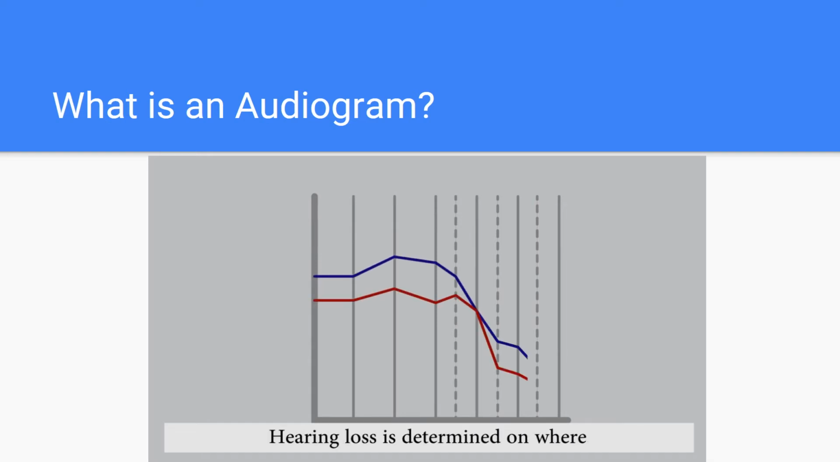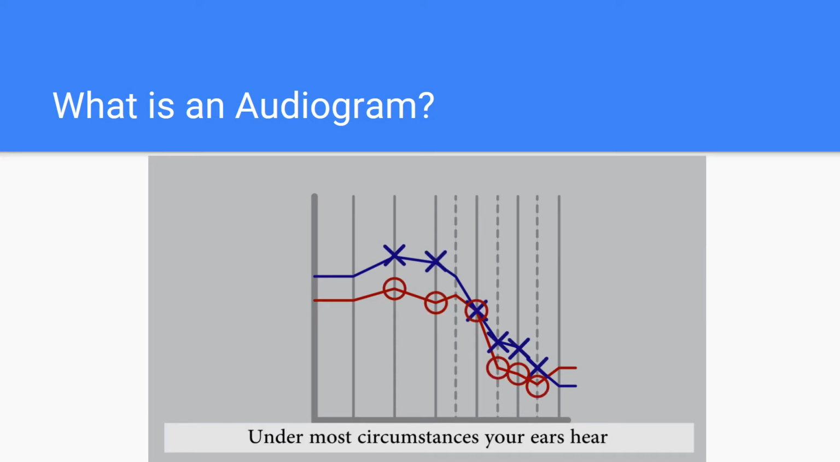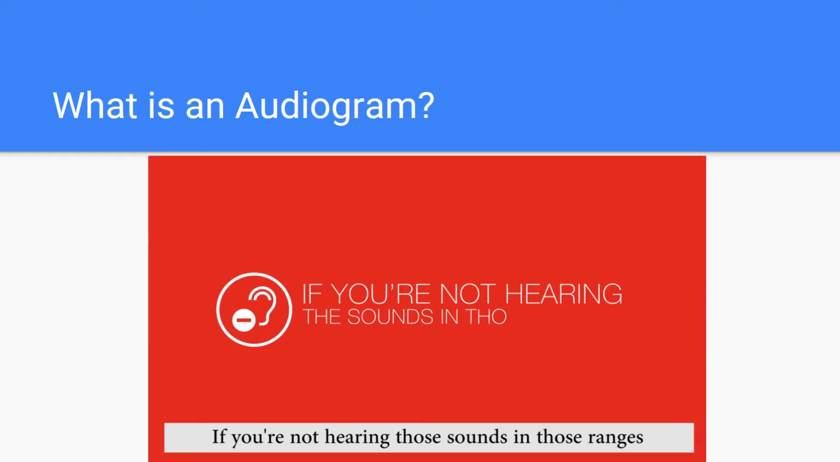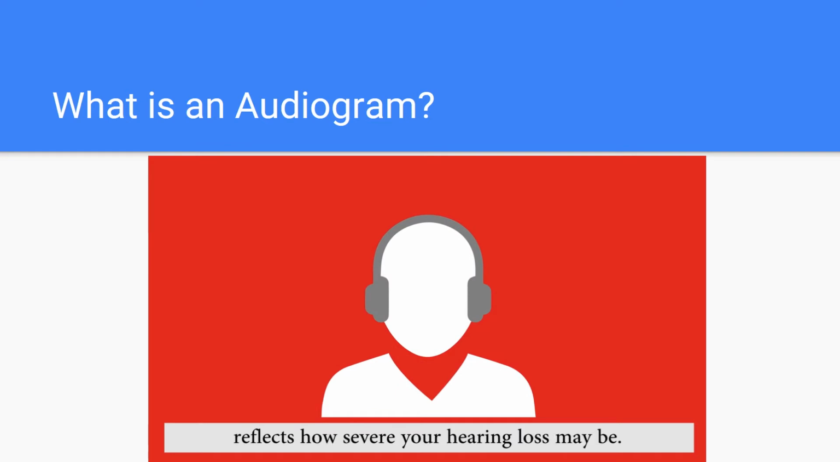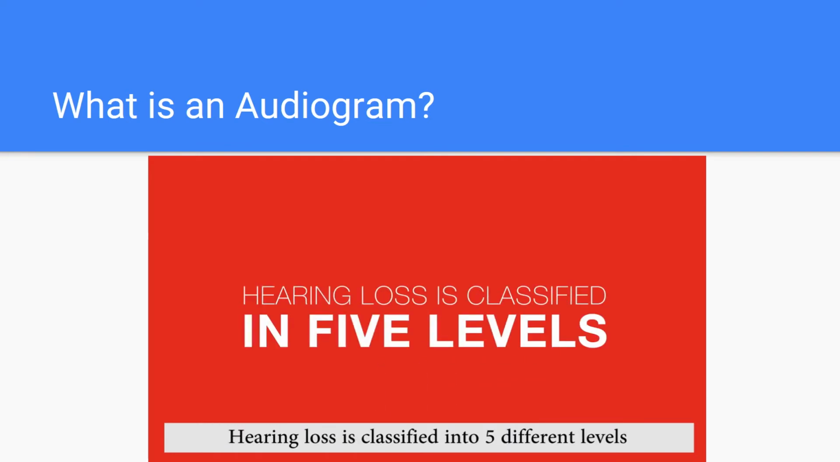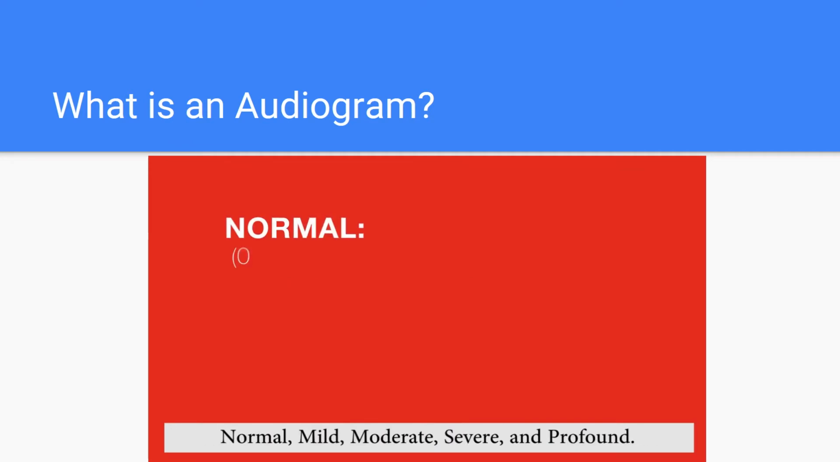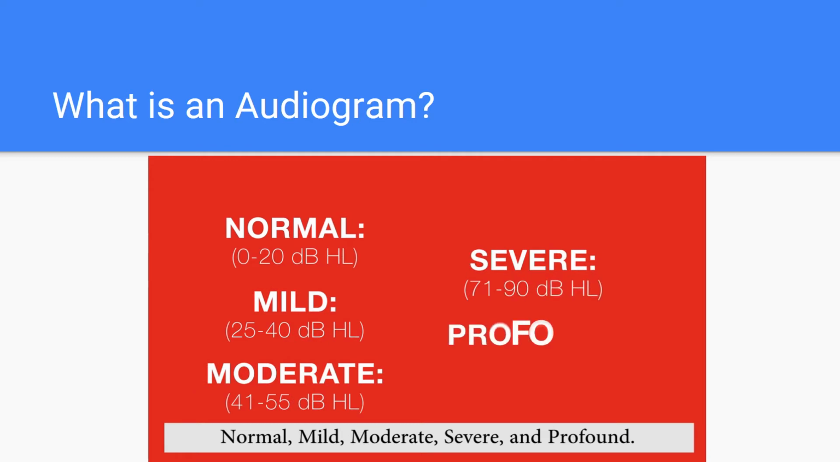Hearing loss is determined on where those red and blue points show up on the graph compared to normal hearing. Under most circumstances, your ears hear within certain ranges, and if you're not hearing those sounds in those ranges, you may have a hearing loss. The further away from those ranges you are reflects how severe your hearing loss may be. Hearing loss is classified into 5 different levels of that hearing threshold. The threshold categories for types of hearing loss are normal, mild, moderate, severe, and profound.